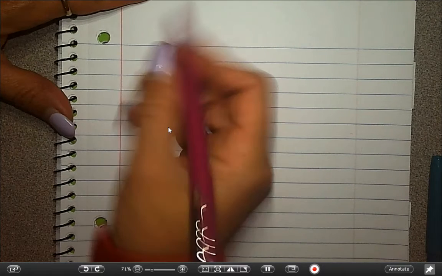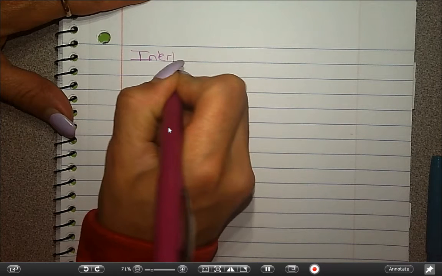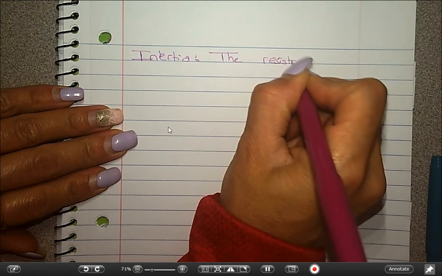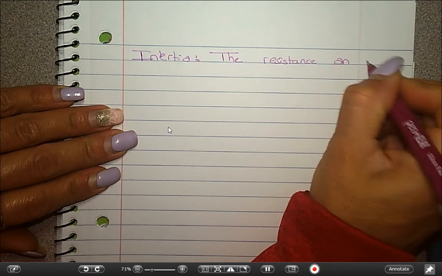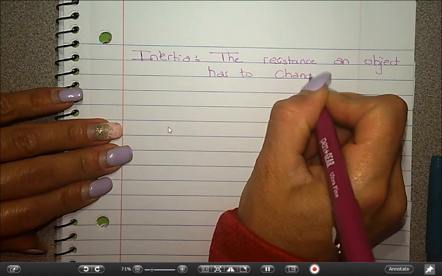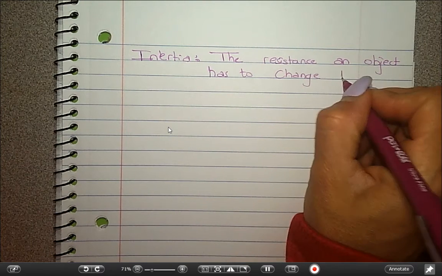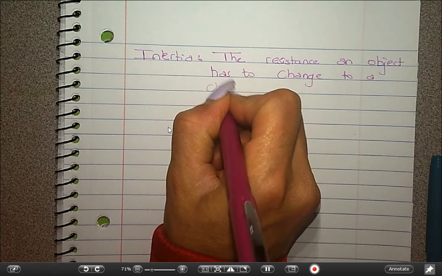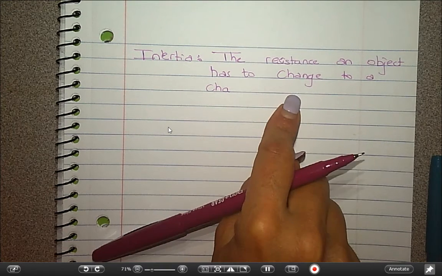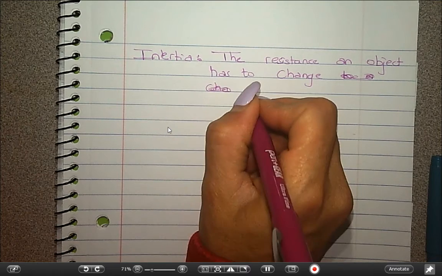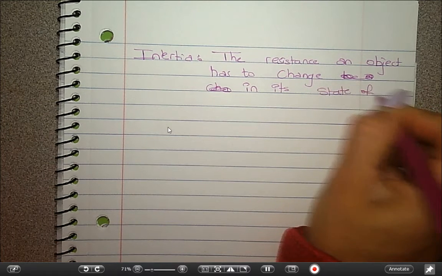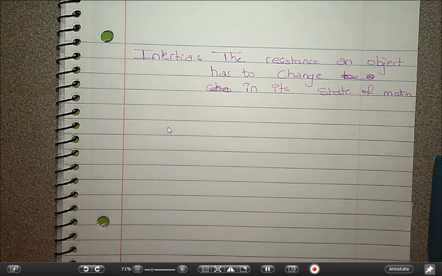So in other words, inertia is the resistance an object has to change in its state of motion. Okay?